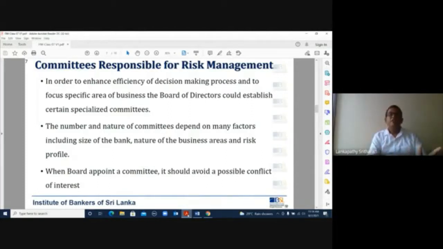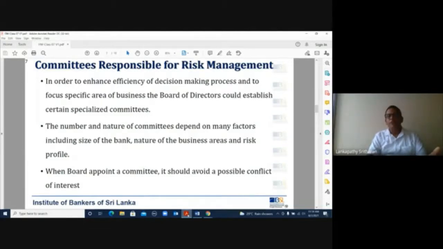So likewise, for risk management purposes, the board of directors will appoint some committees. The number and nature of the committees depend on many factors, including the size of the bank, the nature of the business area, and the risk profile.